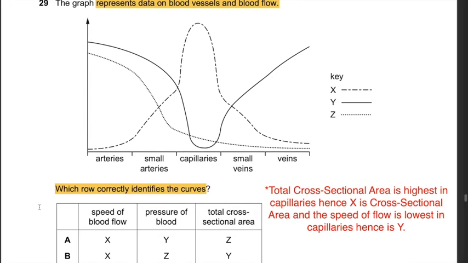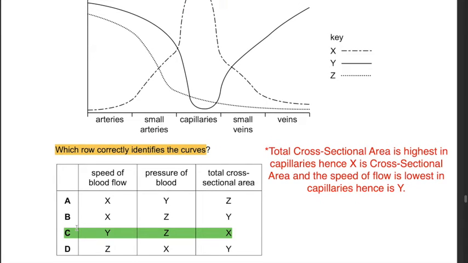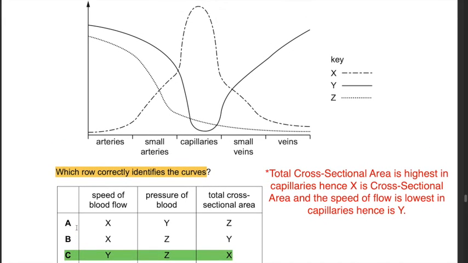Question 29. The graph represents data on blood vessels and blood flow. Which row correctly identifies the curves? So total cross-sectional area is highest in capillaries. Therefore, if you look at these curves, X represents cross-sectional area as it is the highest at capillaries. And speed of flow is the lowest in capillaries, and the lowest curve represented here is curve Y. Therefore, the answer is C. Speed of blood flow is Y. Pressure of blood is Z. And total cross-sectional area is X, as cross-sectional area is highest in capillaries.